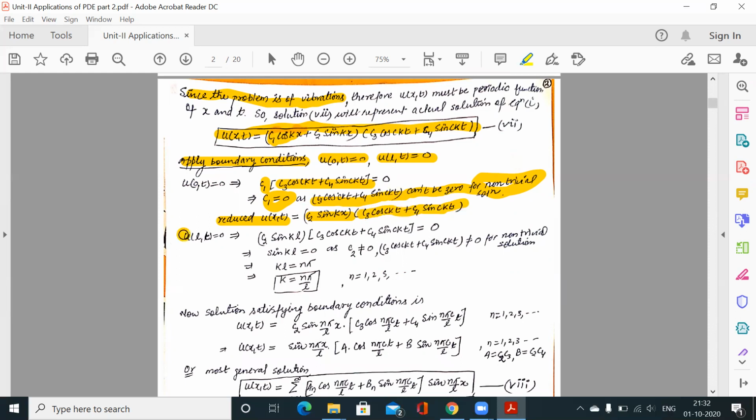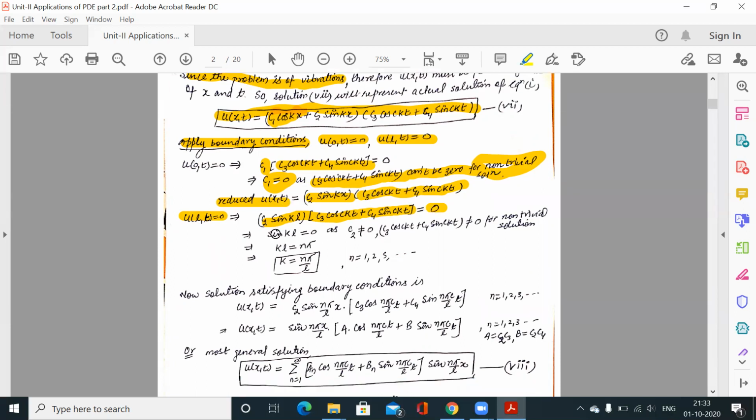Now again, the second boundary condition is u(L,t) = 0. That means at x equal to L, the u function is 0. Since this is the reduced solution, c1 is already 0. So this is the modified solution, and we will apply that condition here. So at x equal to L, c2 sin kL. This is L because x is L, and this is as it is because it would not be changed, as there is no x term. So c2 sin kL (c3 cos ckt plus c4 sin ckt) is equal to what? u(x,t), and u(x,t) is 0 at x equal to L. So this is equal to 0.